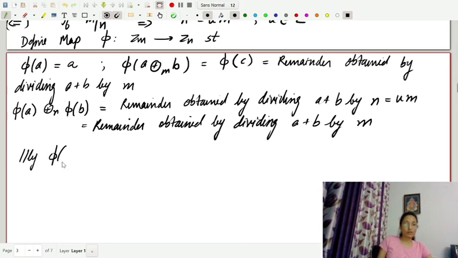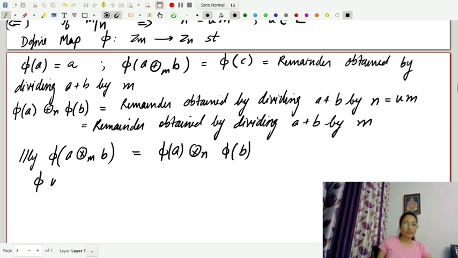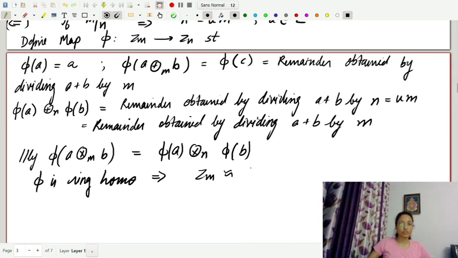Similarly, phi of a multiplication modulo m b is equal to phi of a multiplication modulo n phi of b, which in turn implies phi is a ring homomorphism, which in turn implies Zm isomorphic to phi of Zm is a subring of Zn.